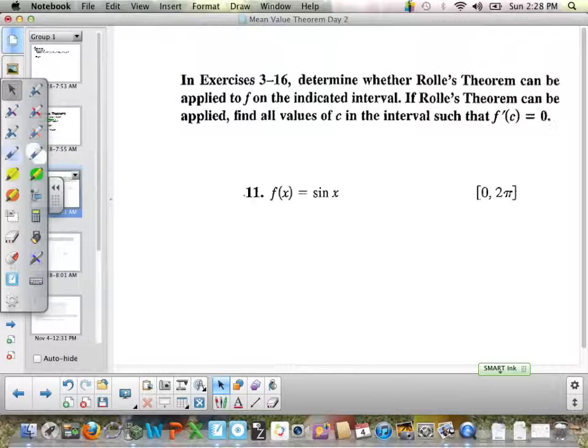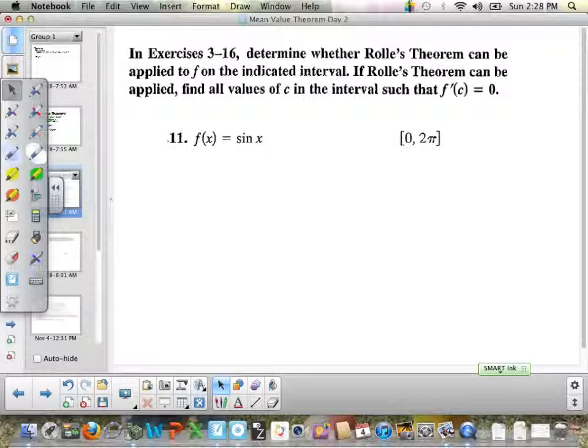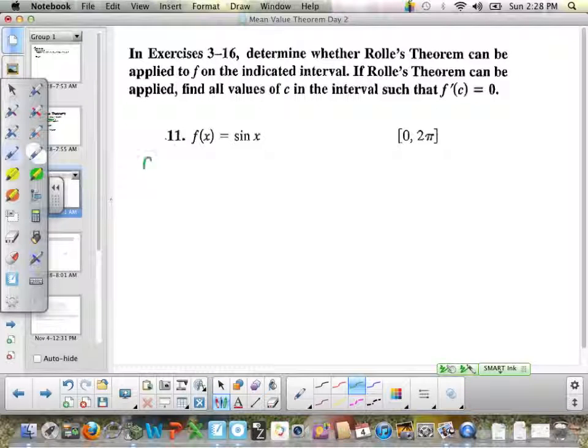Determine whether Rolle's theorem can be applied. If it can be applied, find the values of c where f prime of c is equal to 0. So first off, this is a sine function, so we know it's continuous and differentiable on all real numbers, so it's definitely continuous and differentiable from 0 to 2 pi. We need to then find f of 0 and f of 2 pi. We see that both of them are 0, so Rolle's theorem applies.